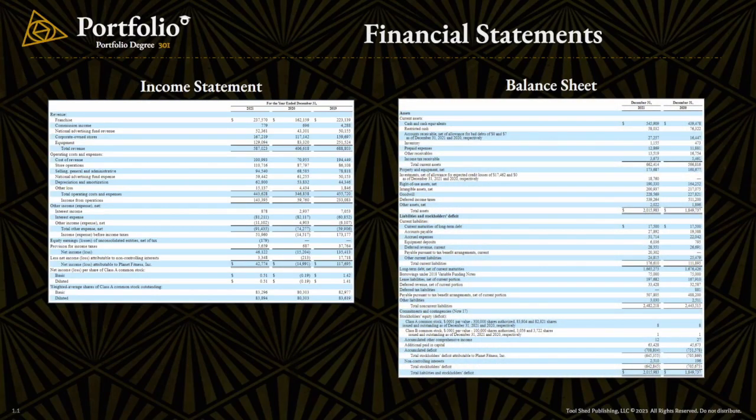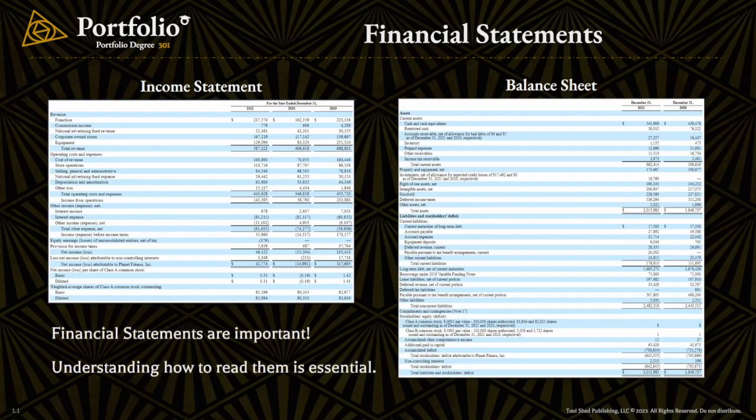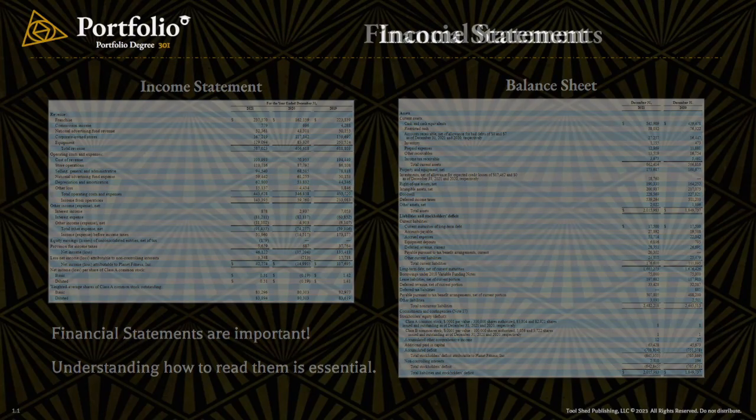Starting off with the income statement and balance sheet. The income statement and balance sheet are your base financial statements. These are important, and understanding how to read them is essential if you're going to be investing in stocks and making decisions more independently. So let's walk you through some examples.